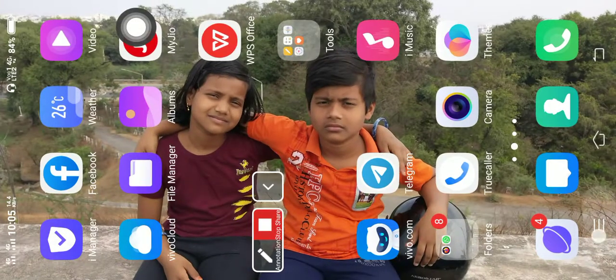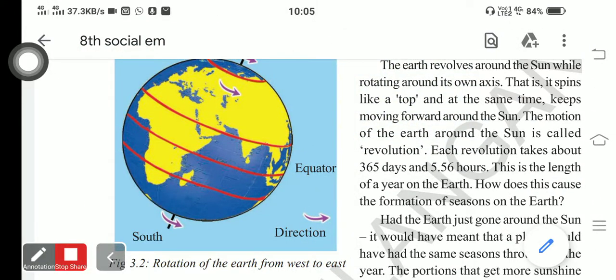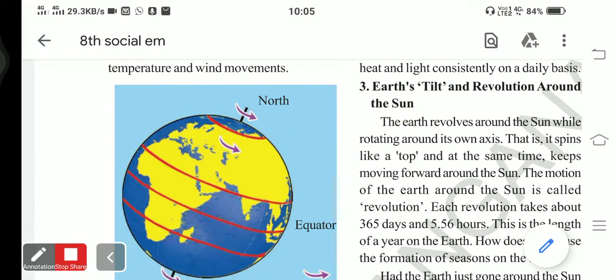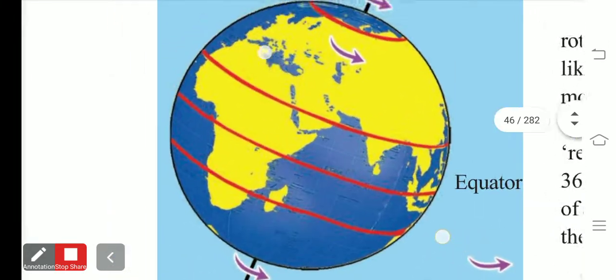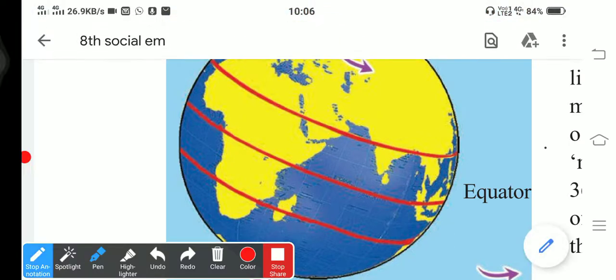Earth's tilt. Now it has come, right? So here tilt in the sense of bent. Have you observed here, dear students, in this rotation of the earth, have you seen the globe? How is the globe? It is bent, right? See how the axis is here. Where is the axis, dear students? This is the axis, right?